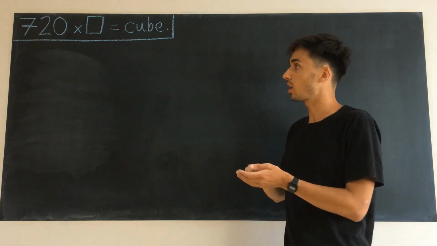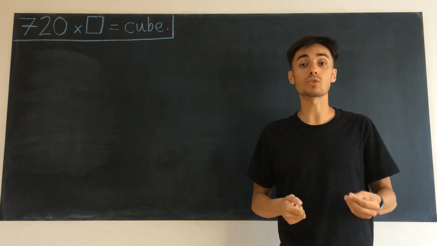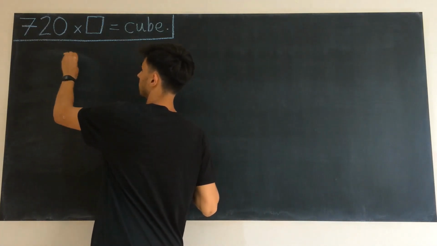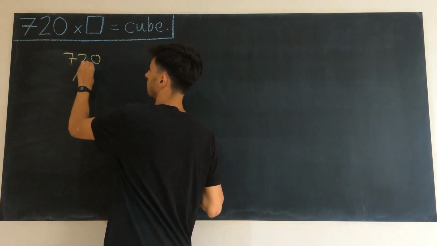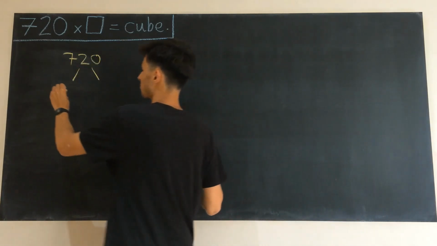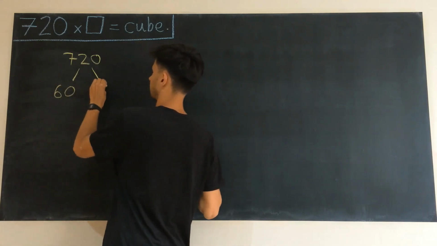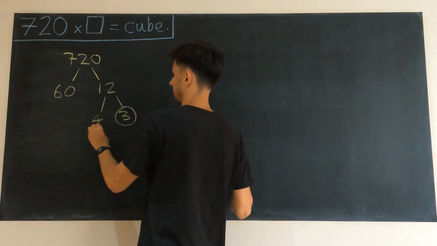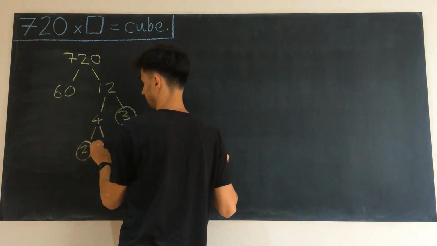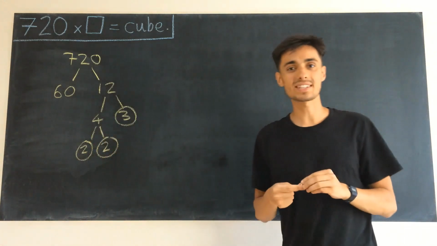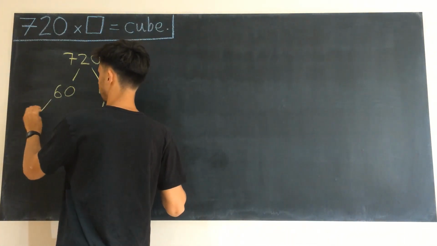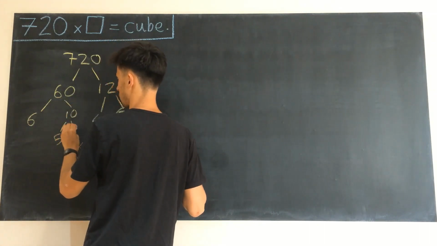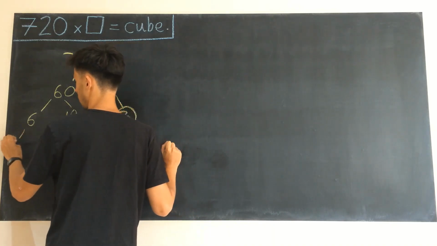The approach is very similar. First, we need to factorise 720 into its prime factors. So let's go for that first. 720, we're going to factorise it as 60 and 12. 12 can go into 4 and 3, and 4 into 2 and 2. 60 into 6 and 10, which goes into 5 and 2 and 3 and 2.